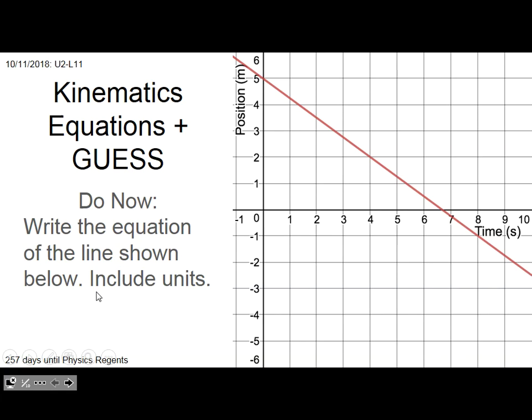Yep, so there are some similarities and some differences between the one yesterday and the do now today. If you're unsure how to get started, at the very least, you know you need the slope and the intercept. So you should be able to find the slope and intercept of this graph. If you're not sure how to start there.